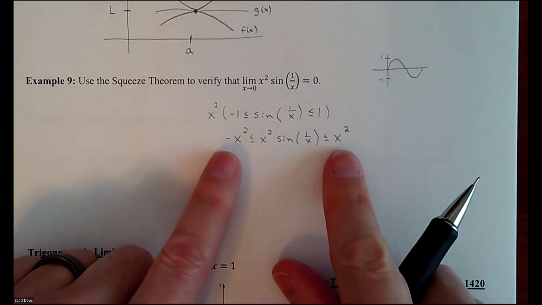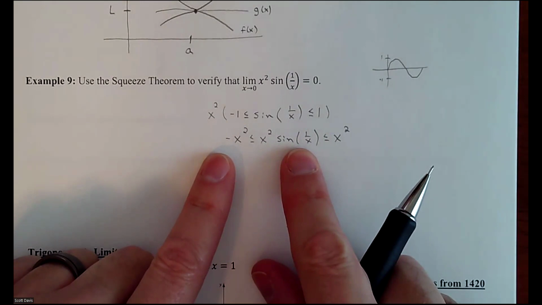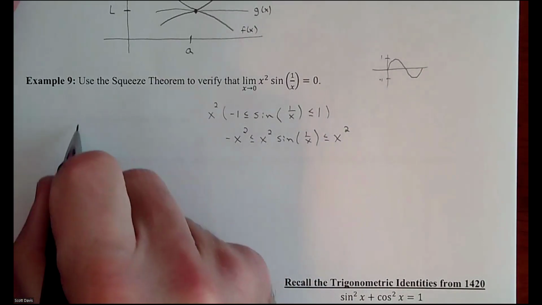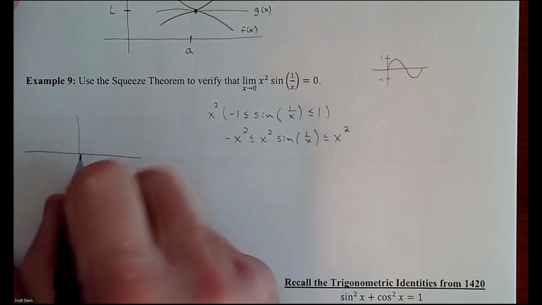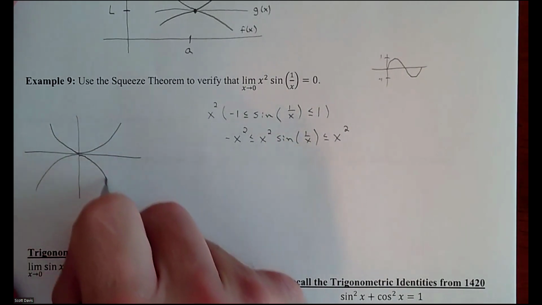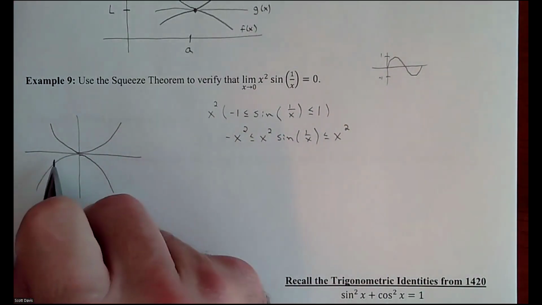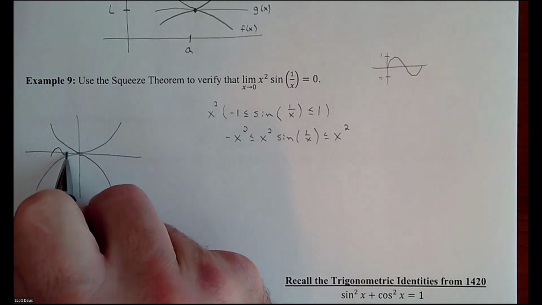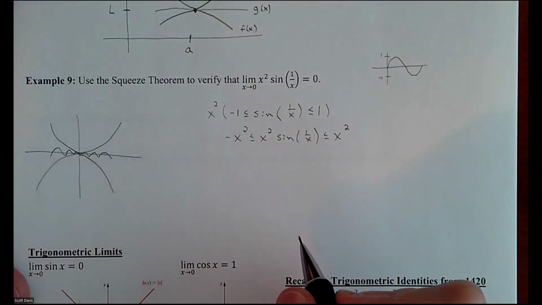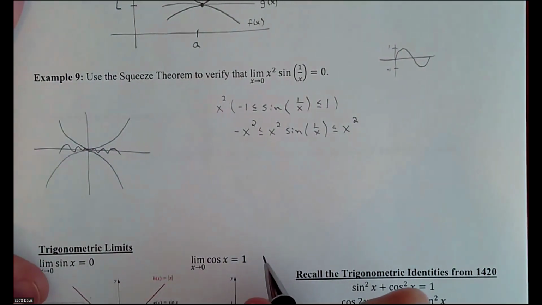So there's our squeeze idea. This one's always going to be less, this one's always going to be more, and this is going to be somewhere in between. Visually, we have this positive quadratic, a negative quadratic, and this sine curve oscillating in between. It's oscillating, but squeezing, and then oscillating bigger. So that's us squeezing to verify that it actually is going to happen.